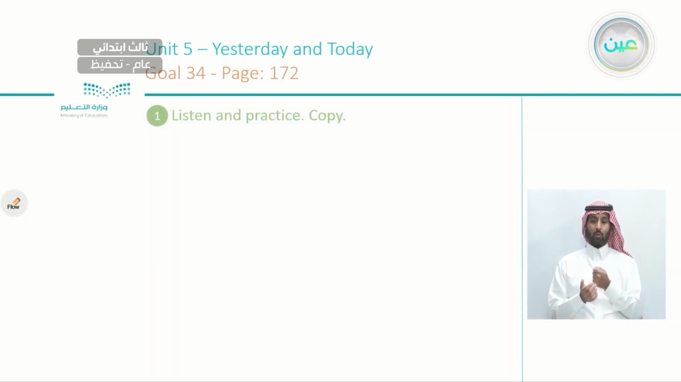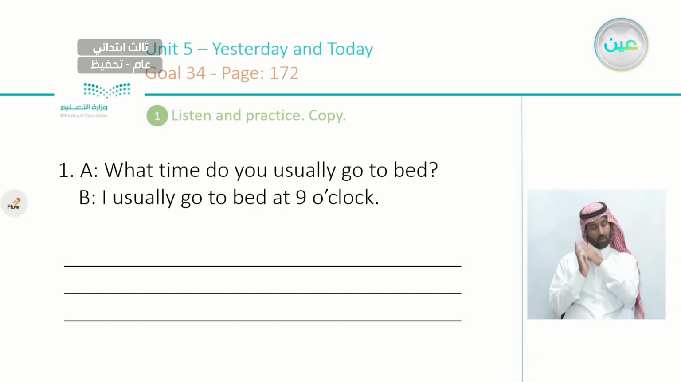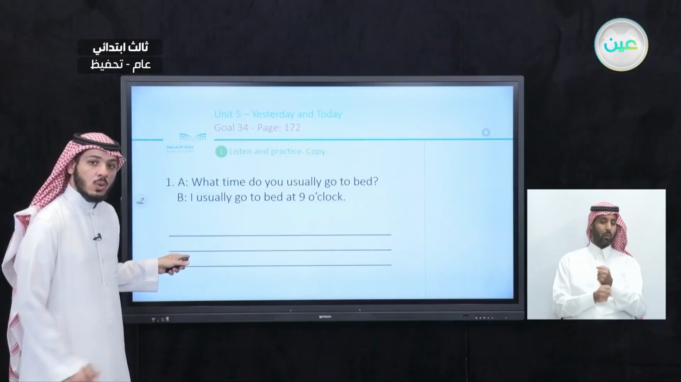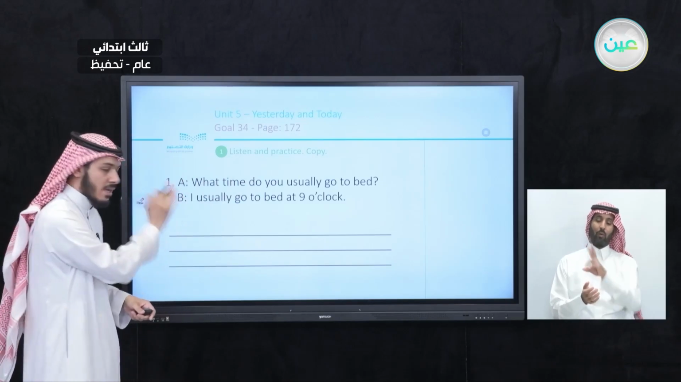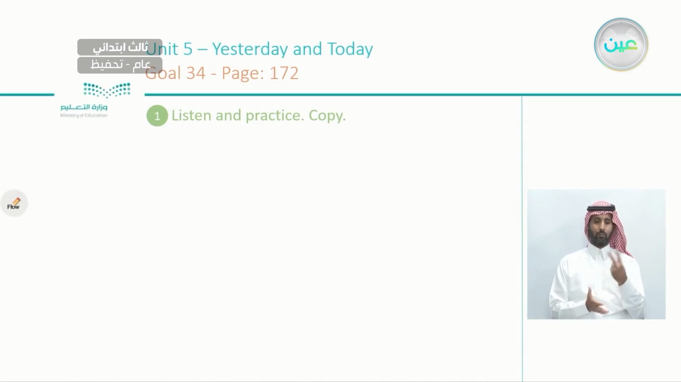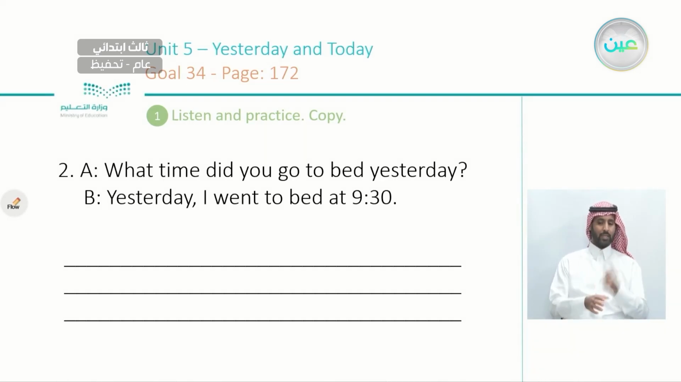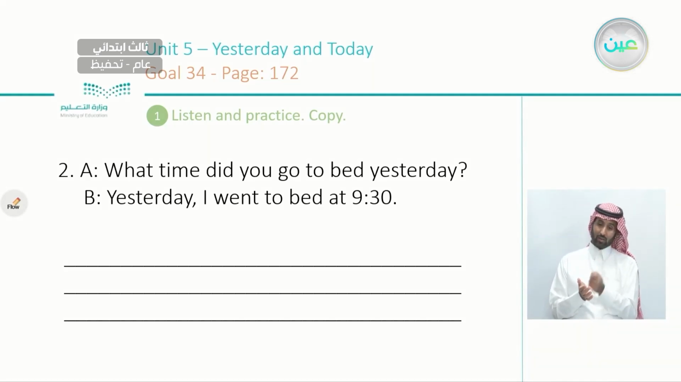number 1, listen and practice copy. So, number 1, A says, what time do you usually go to bed? He says, I usually go to bed at 9 o'clock. Okay, now what we'll do, you will copy it. You will write it again here. Write the same sentences down here. Okay, number 2, what time did you go to bed yesterday? Yesterday I went to bed at 9:30, and also copy the sentences right here.